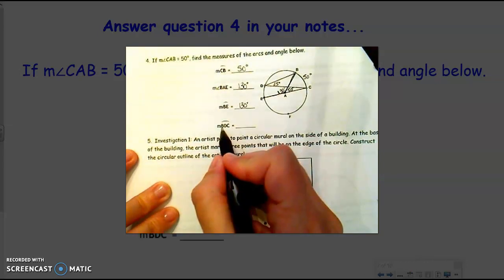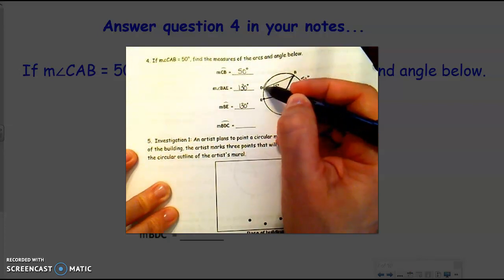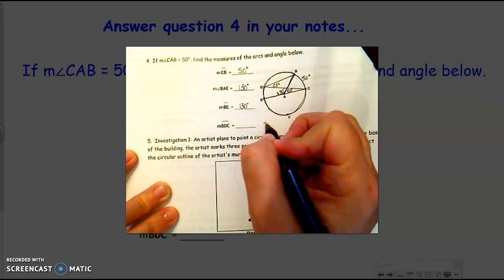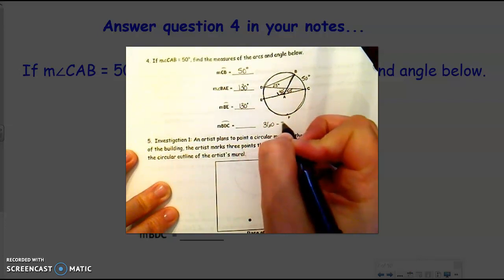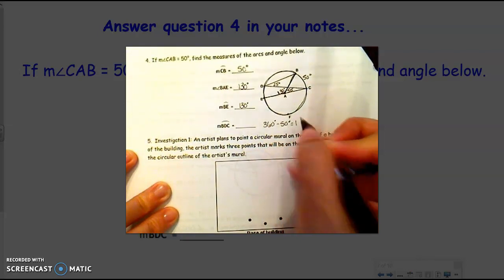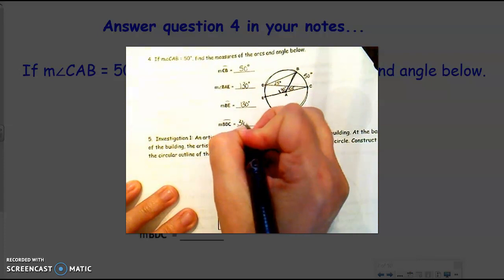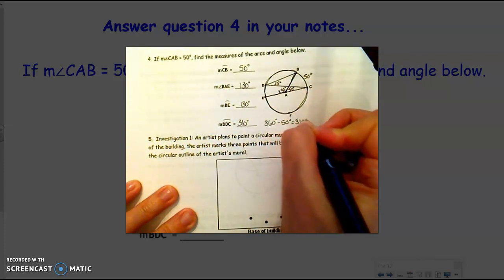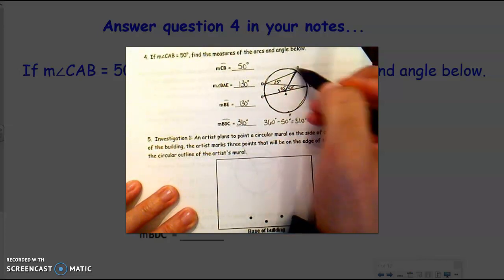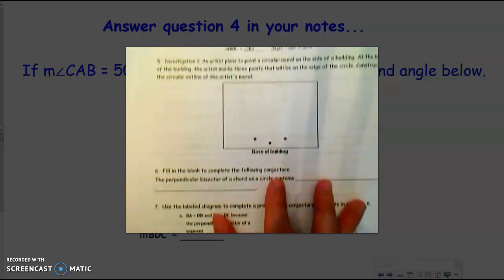And then arc BDC, so starting at B, going through D, and ending at C, is going to be 360 minus 50 degrees, which is going to equal 310 degrees. Okay, so starting at B, all the way around would be 360. So if I take away that 50, I have 310 degrees.